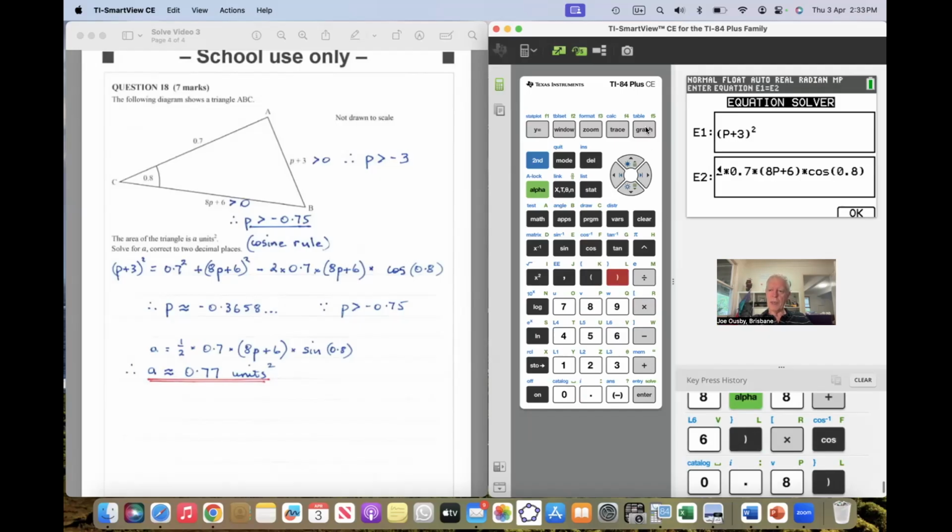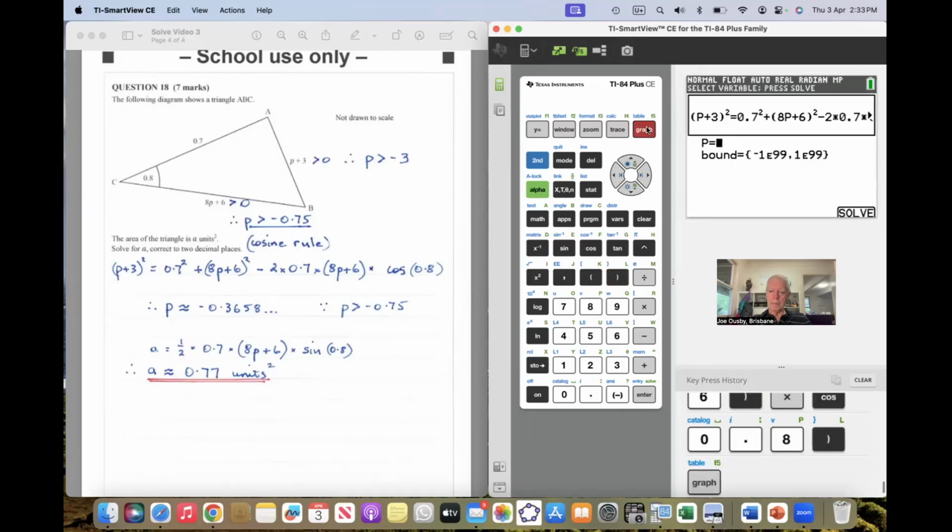Now, what am I doing? I actually need to solve that. It's not so much a graph, it's that OK is actually this button here on the calculator, and so I'm selecting that. For P, I have no idea what I'm looking for here, so I'm inclined to leave it at 0 and see what happens. And now if I do that, it comes back with negative 0.3658.